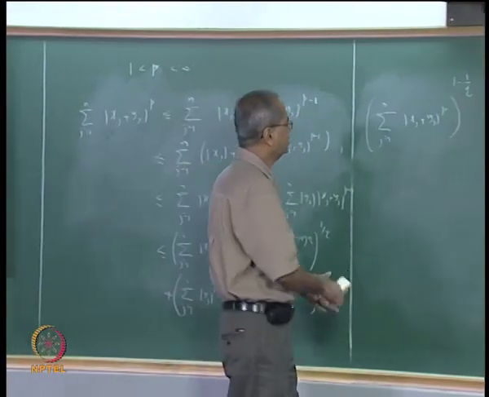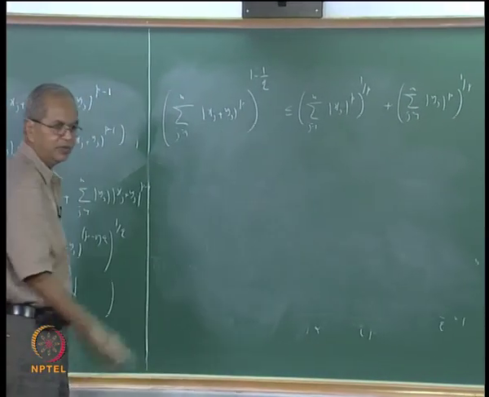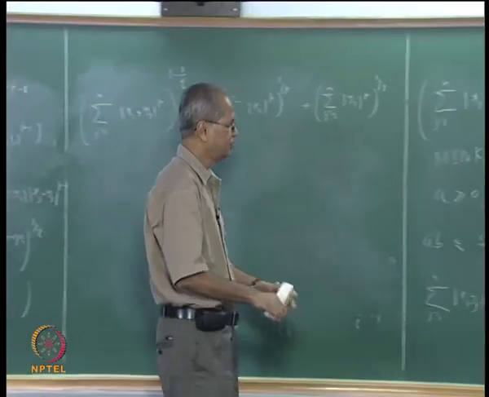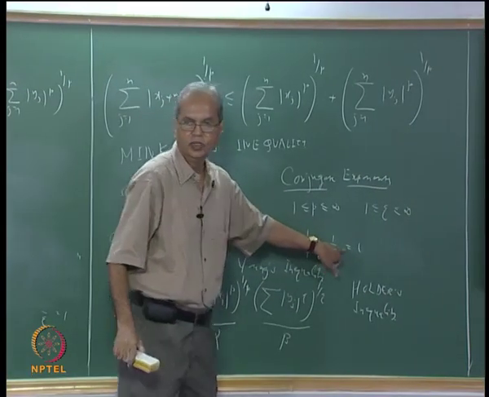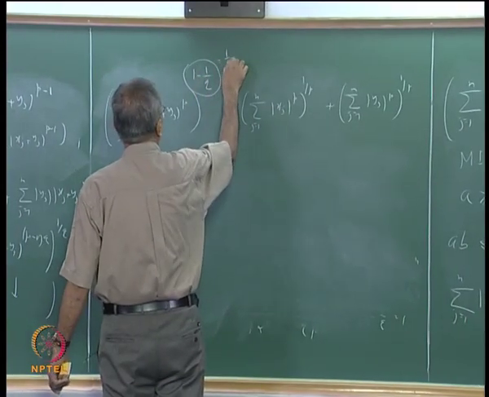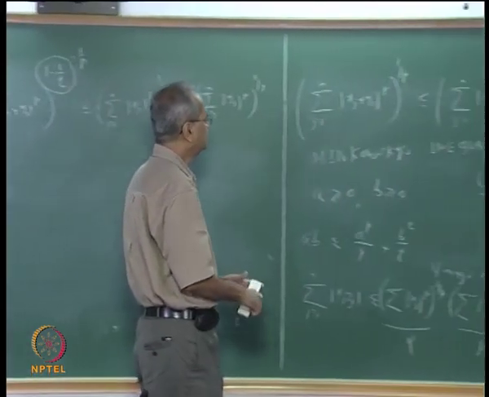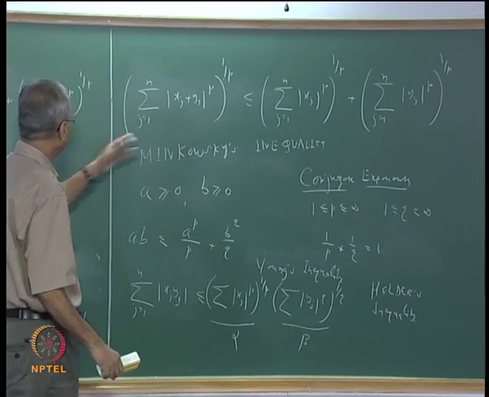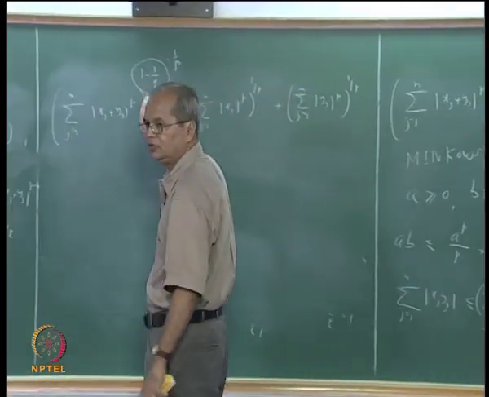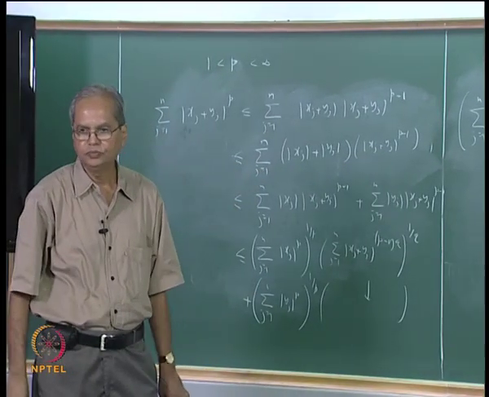But again use the fact that this 1 minus 1 by q is the same as 1 by p. That is how we started, with 1 by p plus 1 by q is equal to 1. So this 1 minus 1 by q is 1 by p, and using that you will get what we have written here. If you put 1 by p here, then that is the Minkowski's inequality.